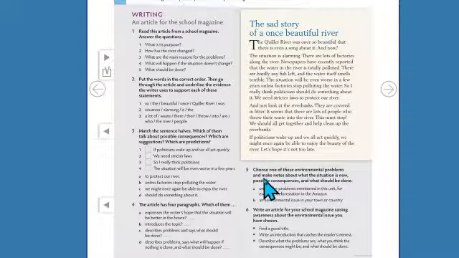Number 5, choose one of these environmental problems and make notes about what the situation is now, possible consequences, and what should be done. So choose one of these environmental problems. I hope you remember what is environmental. So you have two options, A and B. A, one of the problems mentioned in these units, for example, deforestation in the Amazon. Letter B, an environmental issue in your town or country.